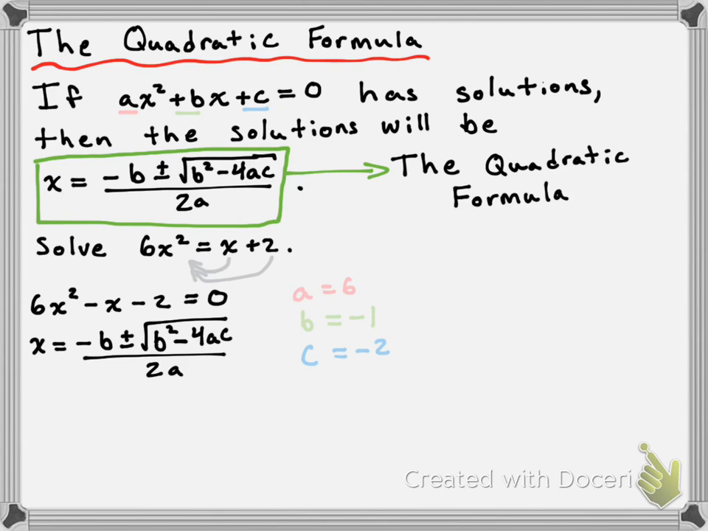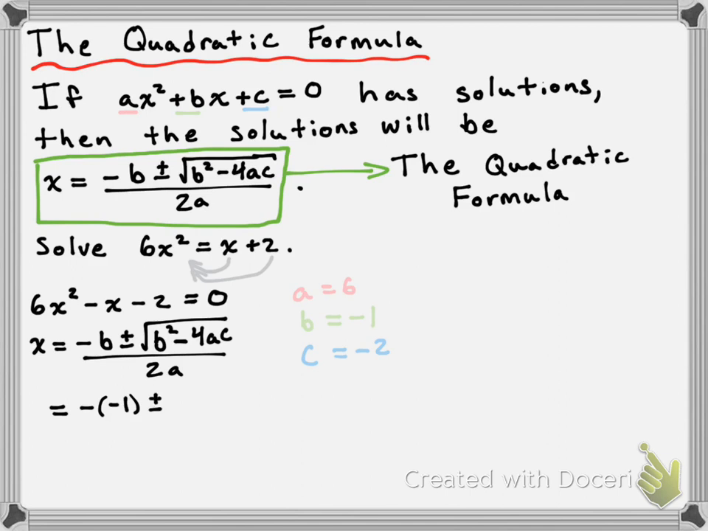Okay, so now what we're going to do is we're going to take these a, b, and c values, and we're going to plug them into the quadratic formula in the proper spots. Okay, so let's see, what's that going to give us? Well, the first portion of our quadratic formula says we're going to do negative b. So we're going to put down the negative, and we're going to ask ourselves, what is our b value? Well, our b value is negative 1. So we're going to be taking the negative of negative 1.